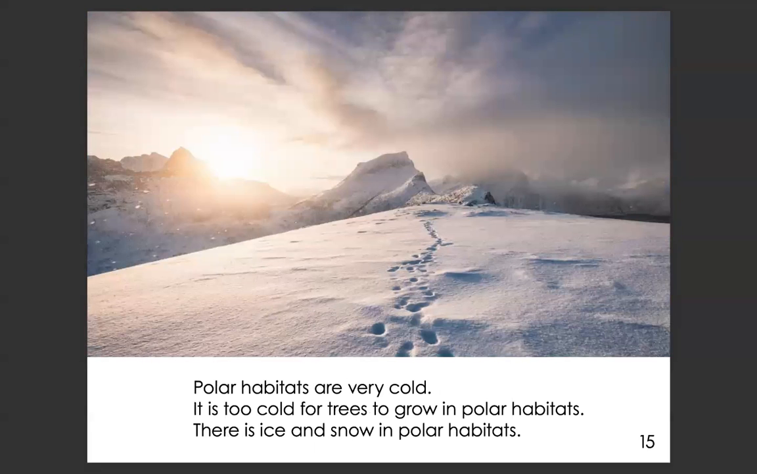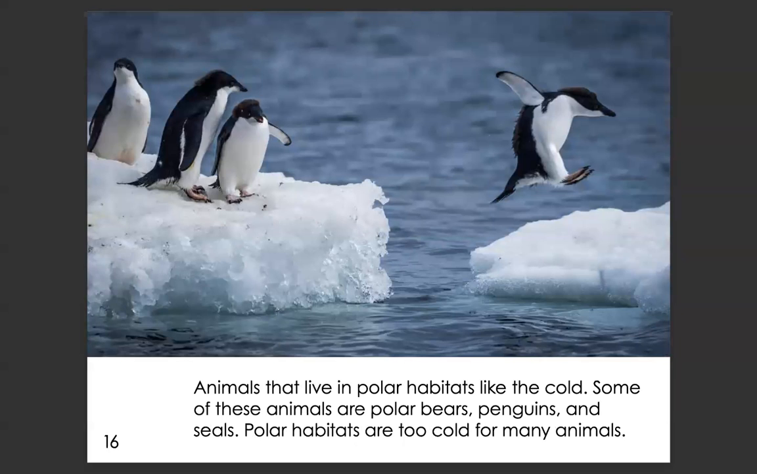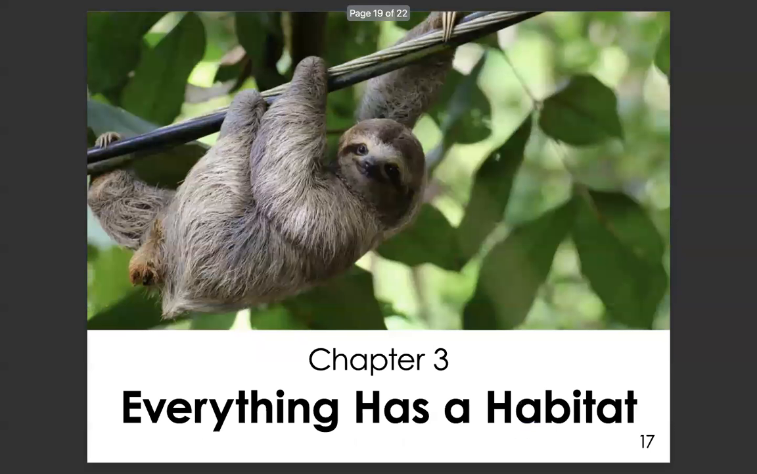Polar habitats are very cold. It is too cold for trees to grow in polar habitats. There is ice and snow in polar habitats. Animals that live in polar habitats like the cold. Some of these animals are polar bears, penguins, and seals. Polar habitats are too cold for many animals.